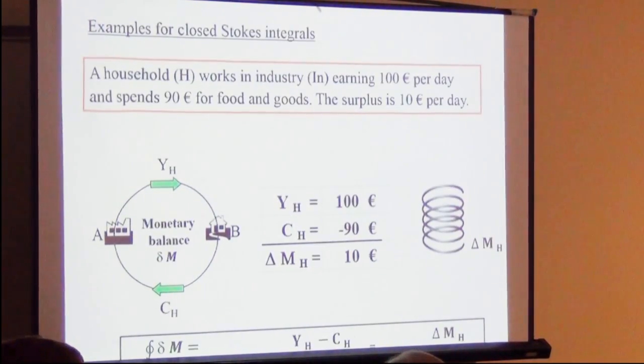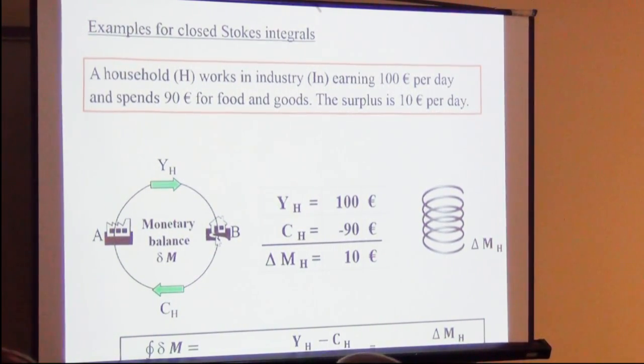Let me give several examples of a closed Stokes integral. Let's take a household working in industry, earning €100 or $100 per day and spending $90 for food and goods. And the surplus is €10 or $10. So this is actually the first circle, industry, and I have it here. This year, industry pays income to households, and households pay consumption costs to industry. But this is 100, and this is 90, so the balance is 10.